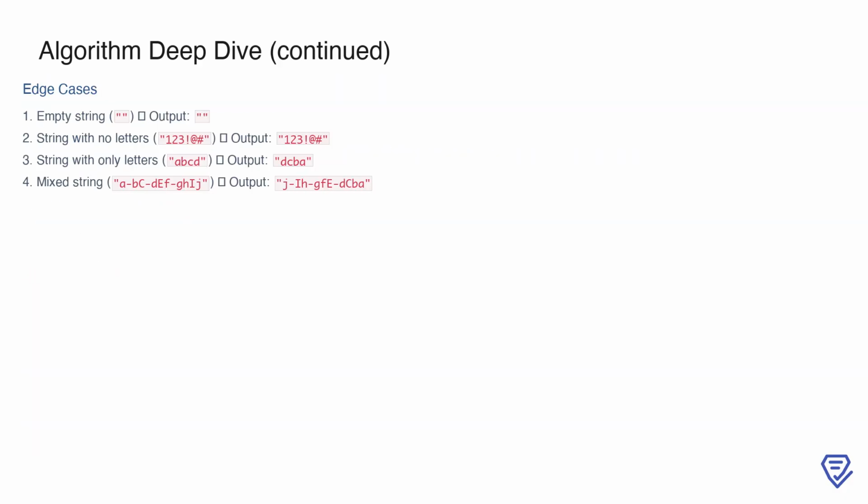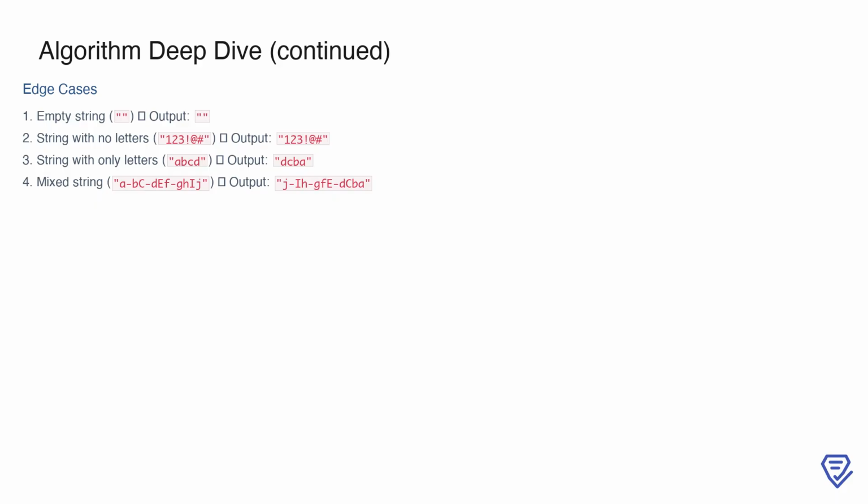The algorithm also handles a variety of edge cases gracefully. For example, an empty string, represented as an empty set of quotes, will return an empty string as the output. Strings with no letters, such as 123 at hashtag, will remain unchanged because there are no alphabetical characters to reverse. Strings containing only letters, like ABCD, will be fully reversed, resulting in TQA. For mixed strings, such as ABCDFGHIJ, the algorithm will reverse only the letters, yielding JIHGFEDCBA.